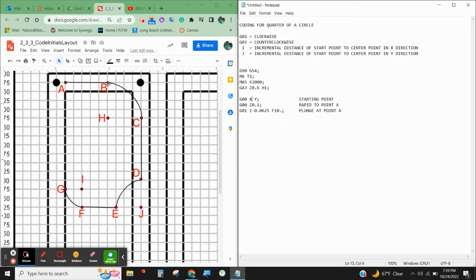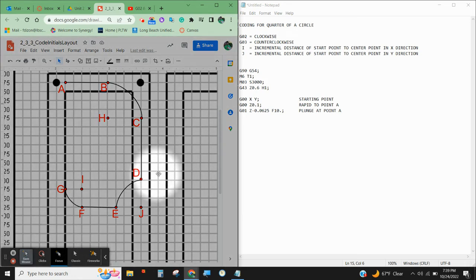G02 is clockwise, so from B to C, we would use G02. From D to E, this is actually counterclockwise, going in this direction. Let me see if I can use a mouse here. I can't use a mouse. It's okay. So from D to E, it's counterclockwise going this way. And from B to C is clockwise, so we would use a G02 here. We would use a G03 here. And then we would use a G02 in this direction from F to G.